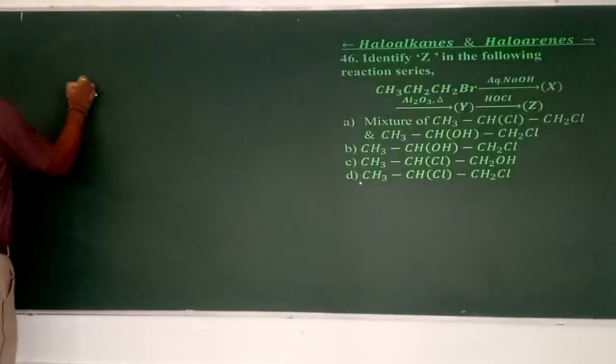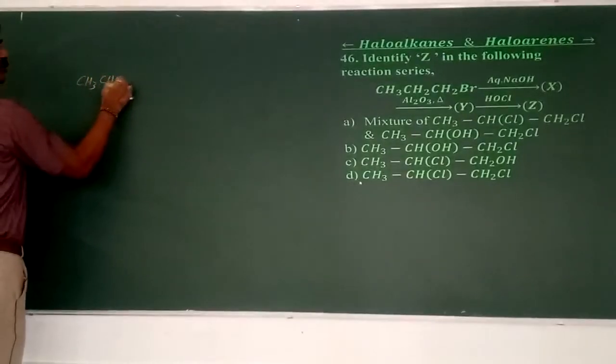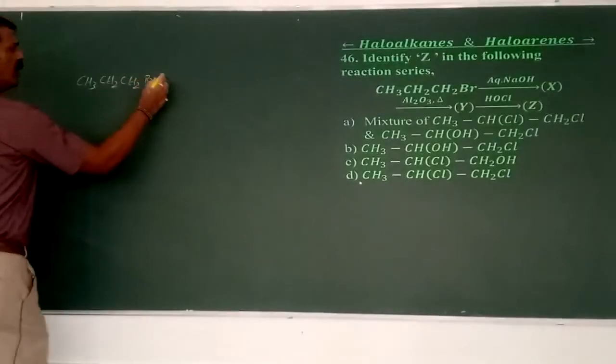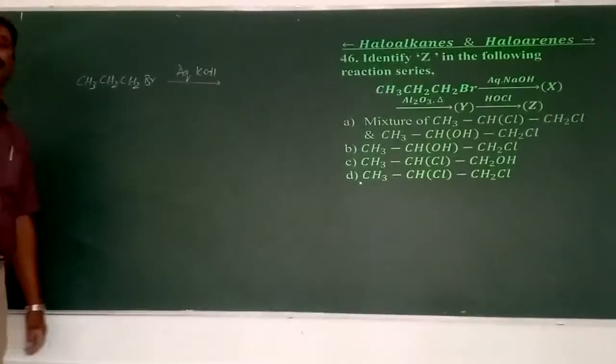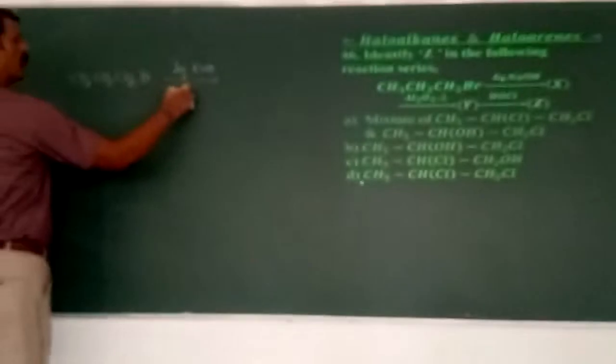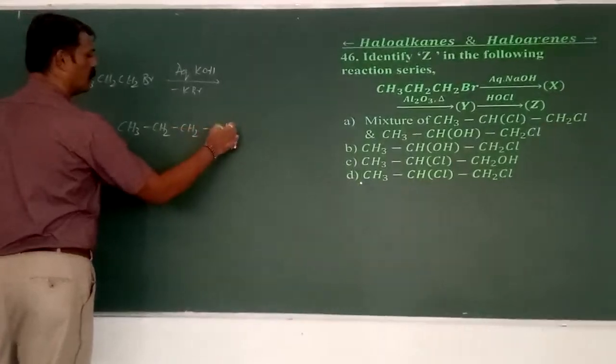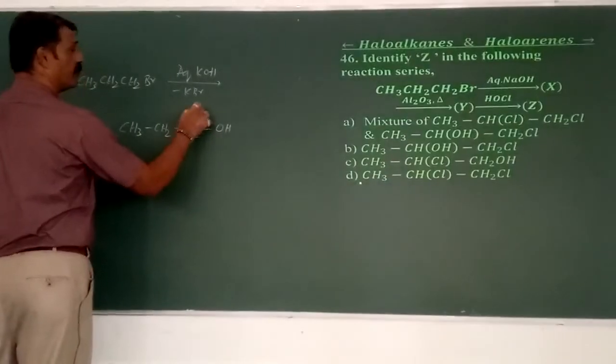What's that? CH3CH2CH2Br with aqueous KOH. Aqueous means it is SN2 or E2? SN2. Minus what? Br, KBr. That is CH3CH2CH2OH. Okay, this is, I think, X.